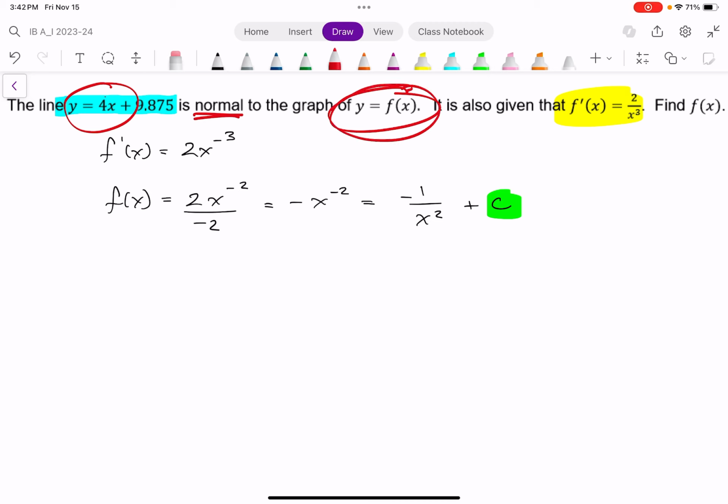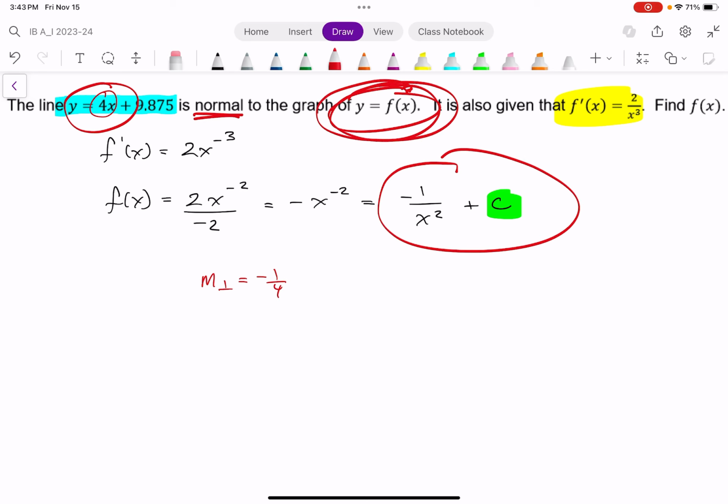The slope we're looking at is not 4. The slope we want to look at is perpendicular to that. So we want a slope of negative 1 over 4. So at some point, this function f of x has a slope of negative 1/4. We need to find out where that is.